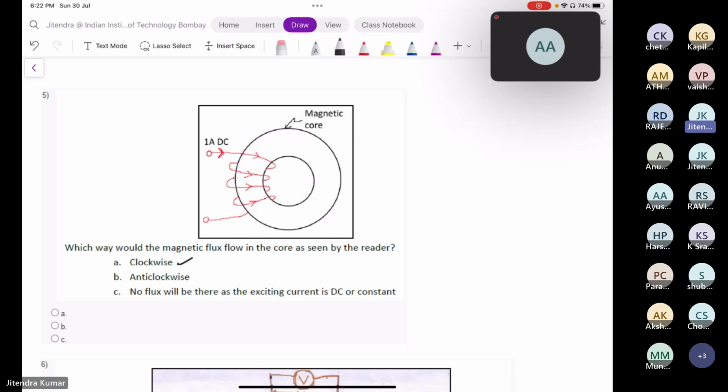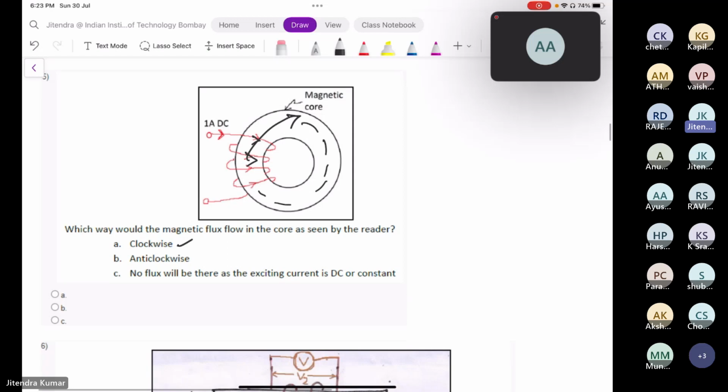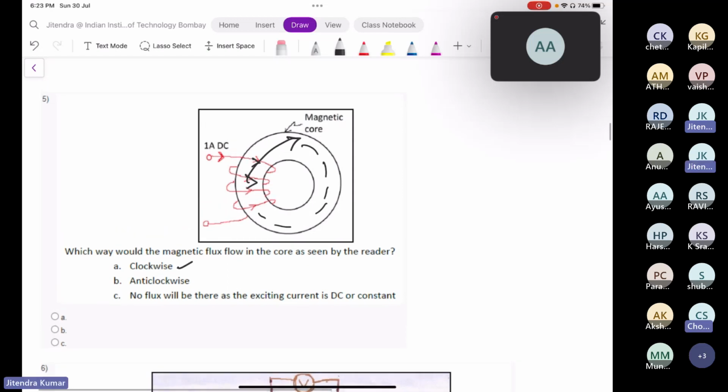A wire is carrying a current, and you can curl your fingers in that direction, and you can see that the flux will be confined to this core in this direction. So option C. Okay. Samir, you mean clockwise, not C, right? Okay. So anyone has any doubt, they can raise their hand. Otherwise, I will move on to the next problem.